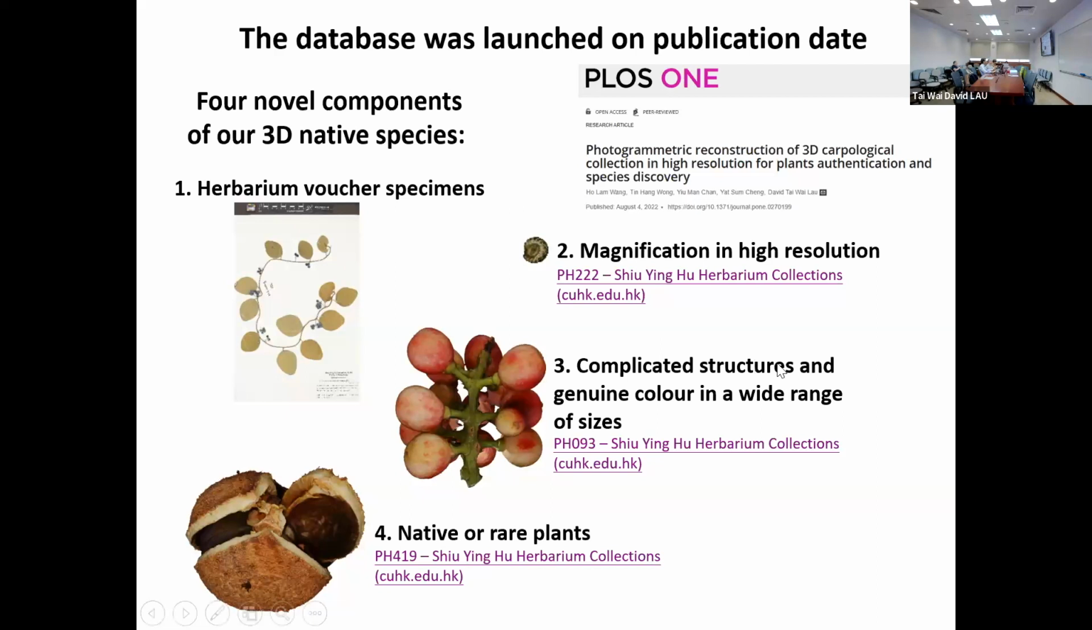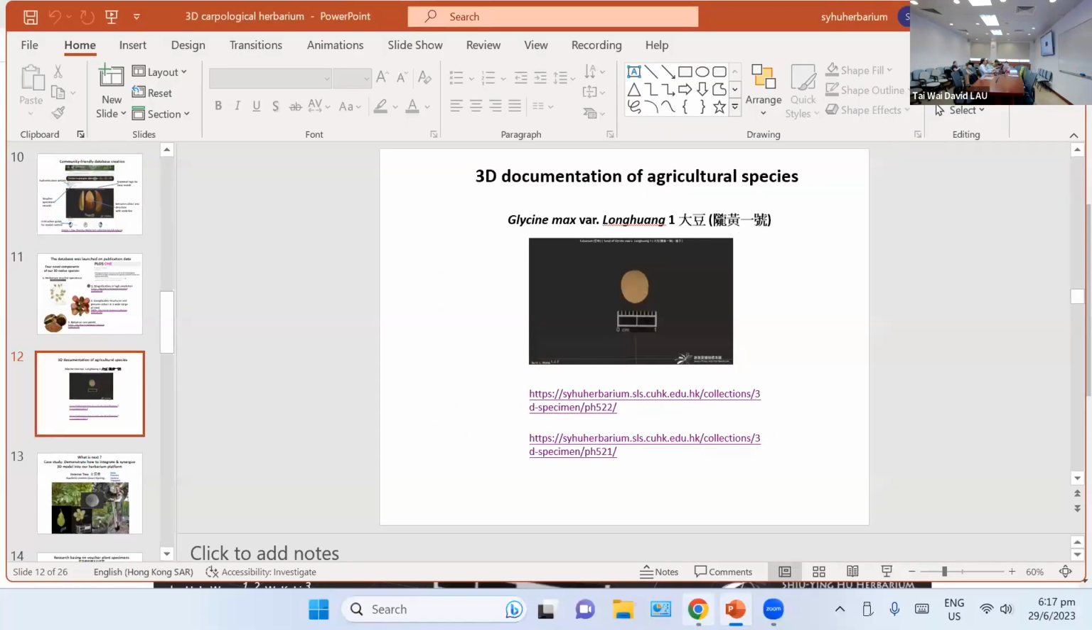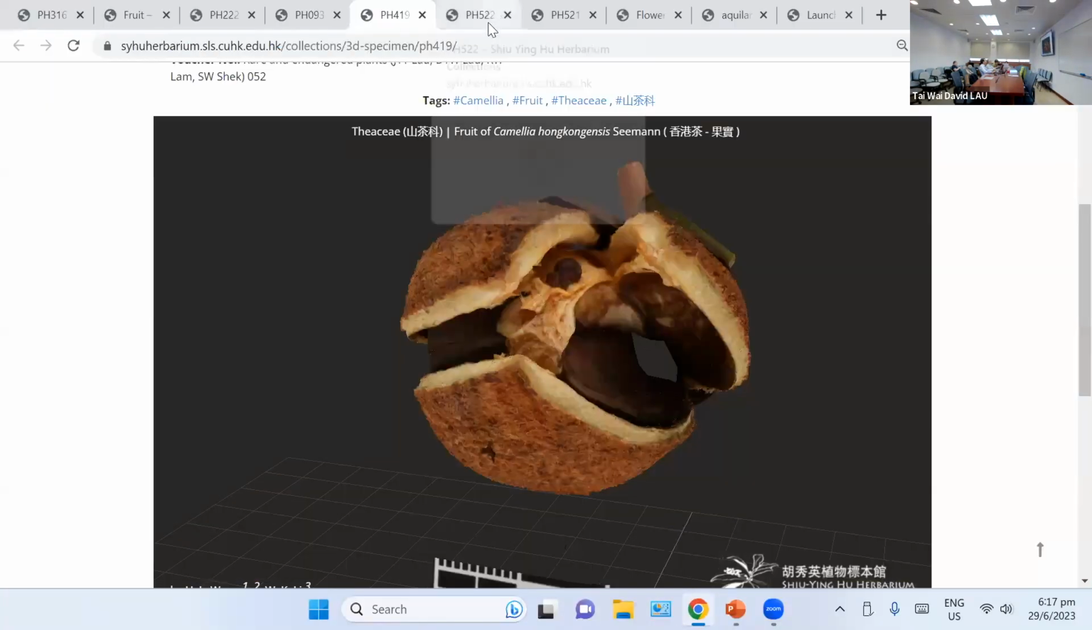This novel component is a major feature of this publication and database. In addition to the native species, we also have interest to document some agricultural species. This Long Wong Yat Ho is a very spectacular species researched by Professor Lam, so we have the interest and try to document it and see how good it is.